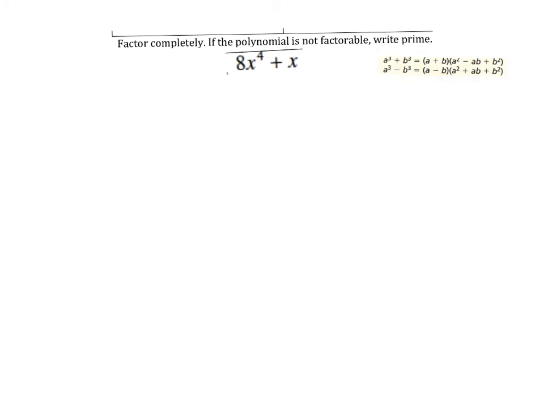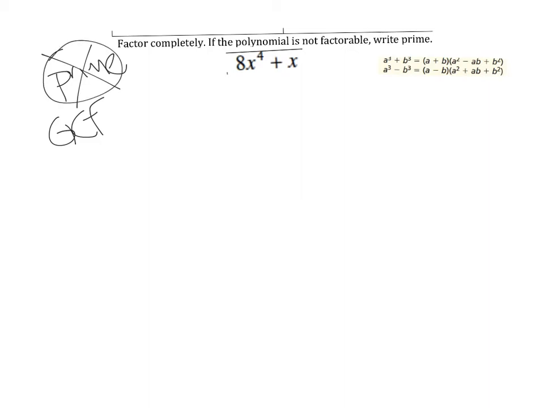Alright, we have a binomial, but is it a cube or is it a square? Well, it's neither. So where you see our direction says factor it completely, if not, it's not factorable, and most students would write prime. But if you ever write prime, you probably haven't checked for a GCF. Let's see if we can GCF before we try to write the word prime.